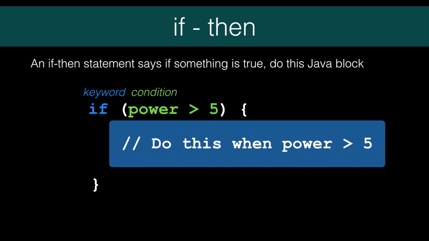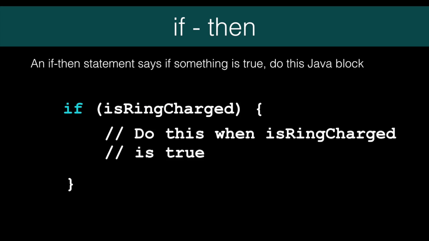If your condition is true, the Java block is executed. False, and the Java block is skipped. We can test if power is greater than 5, shoot the bad guy. Power is less than or equal to 5, then the code won't run. The condition can be a boolean expression or boolean variable. The only requirement is anything inside the parentheses must evaluate to either true or false.